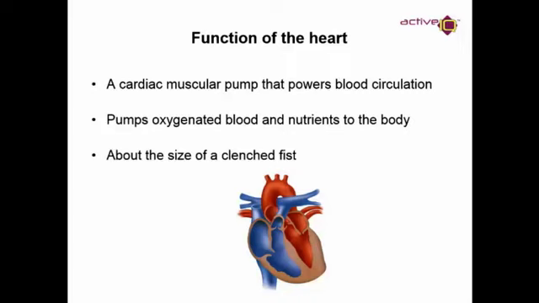And our heart is about the size of a clenched fist. It could be bigger, could be slightly smaller, depending on how you train and genetics, but as a rough guide, it's about the size of a clenched fist.